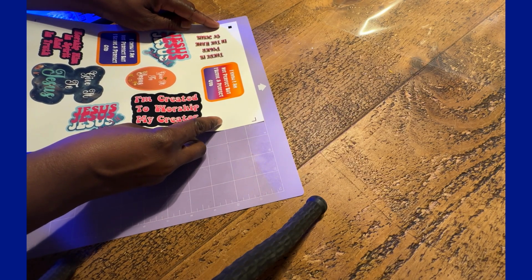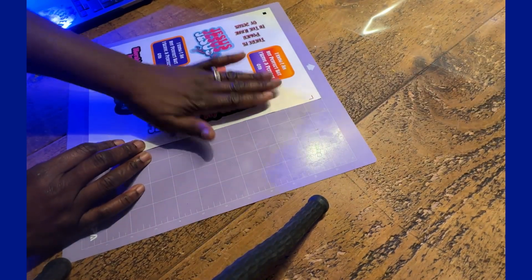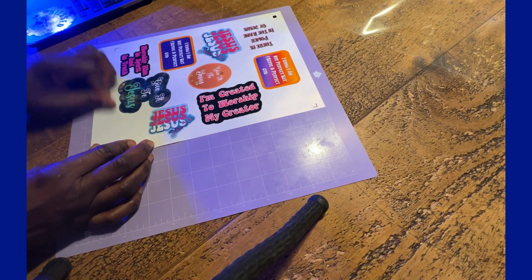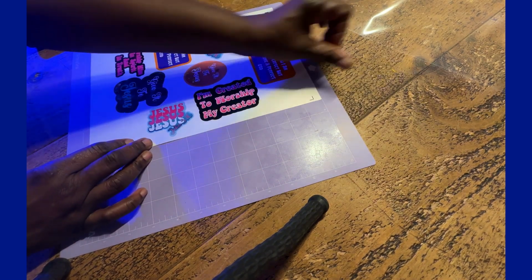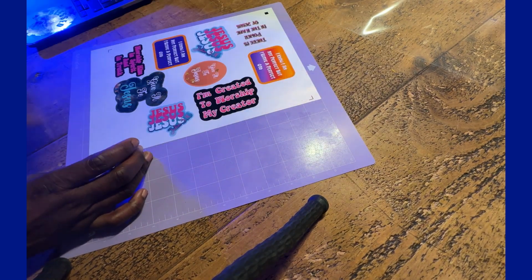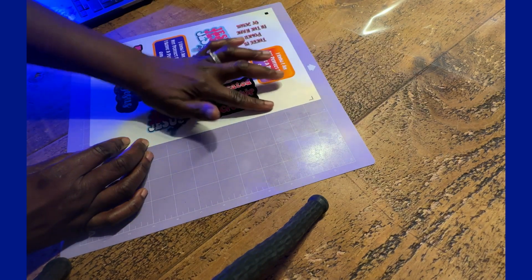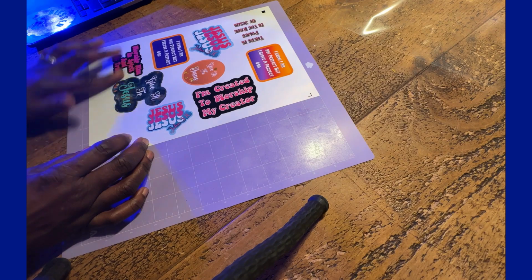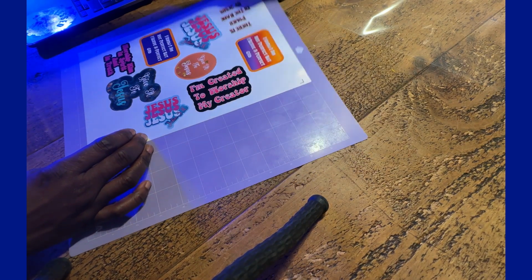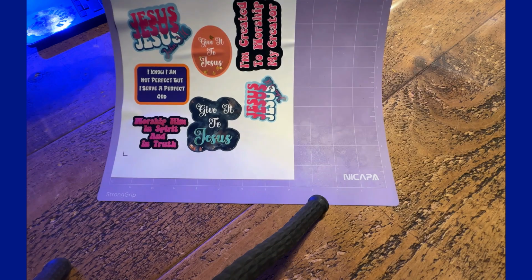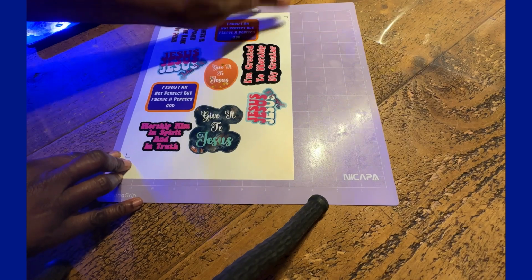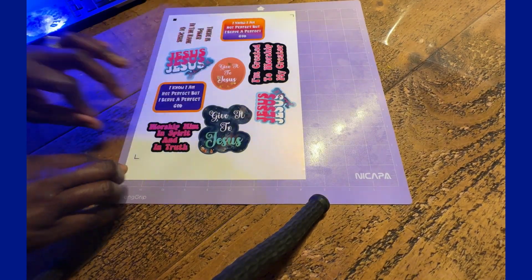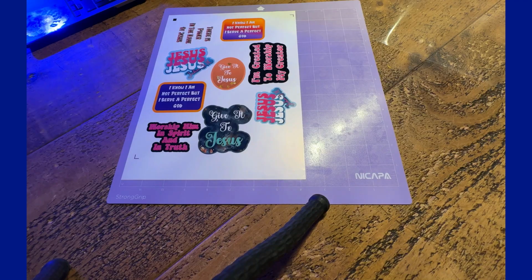So I'm just gonna go quiet so I can concentrate. Yep, so that's it. And I'm just smoothing it out. If you have a brayer or something, I have one, but I can't find it at the moment. So basically that's what it looks like. So what I'm gonna do now, I'm just gonna load it into the machine, and then I will be back once it starts cutting. One moment.